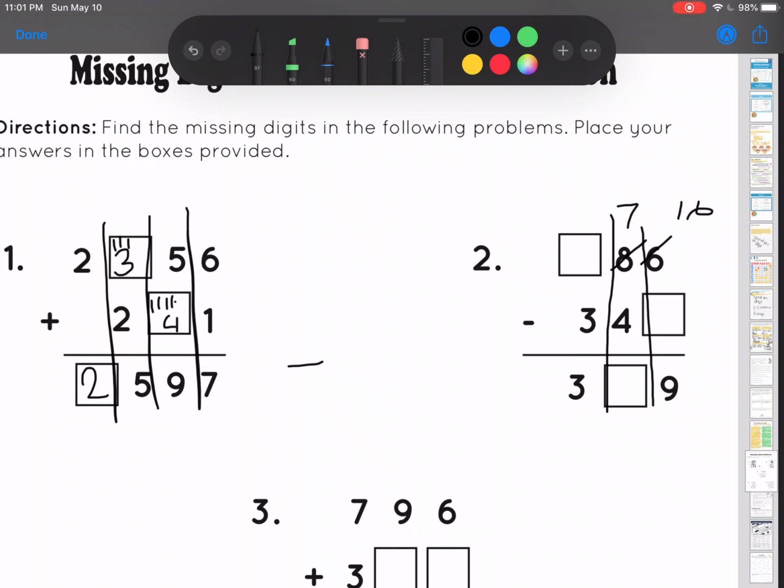16 minus blank equals 9. If I don't know that off the top of my head, I can just subtract 9 from 16 and I get 7. And 7 minus 4 is 3. And what minus 3 equals 3? That would be a 6. Because if I add these two numbers together, I get 6.